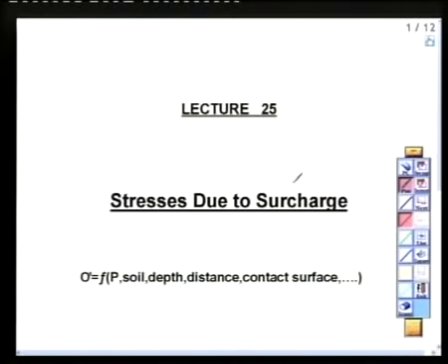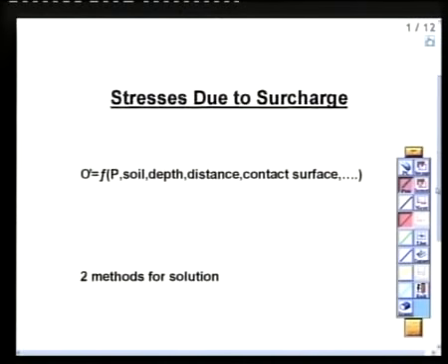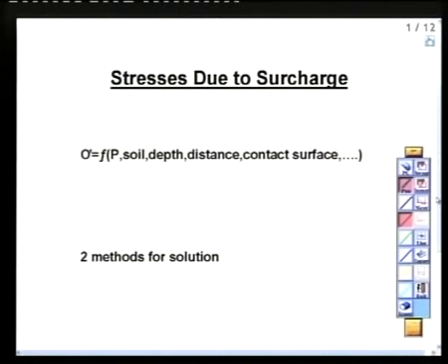We are in lecture 25, stresses due to surcharge. As we said in the previous lecture, stresses due to surcharge, due to load, are a function of load, soil type, soil structure, soil properties, soil consistency, plasticity limits, water content, everything about the soil. Depth, distance, and contact surface, in addition to some other variables.